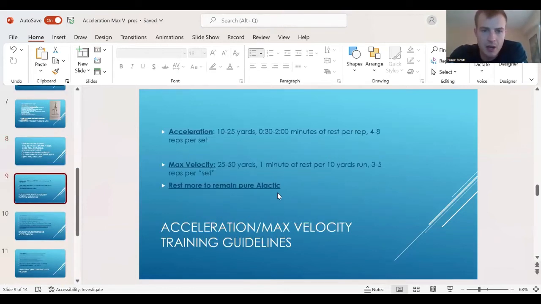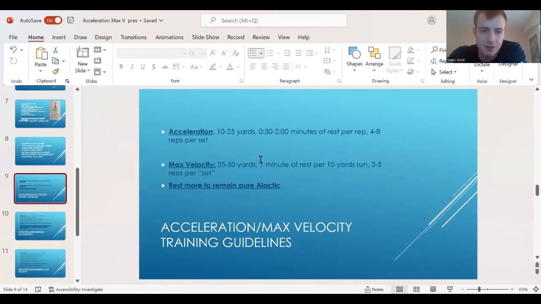Acceleration and max velocity training guidelines. Acceleration usually goes out for a team sport athlete 10 to 25 yards, 30 seconds of rest for more of a 10-yard sprint, 2 minutes more for a 25-yard sprint, 4 to 8 reps per set. You can do multiple sets. It's just really depending on the rest and what point you are in your progressions.